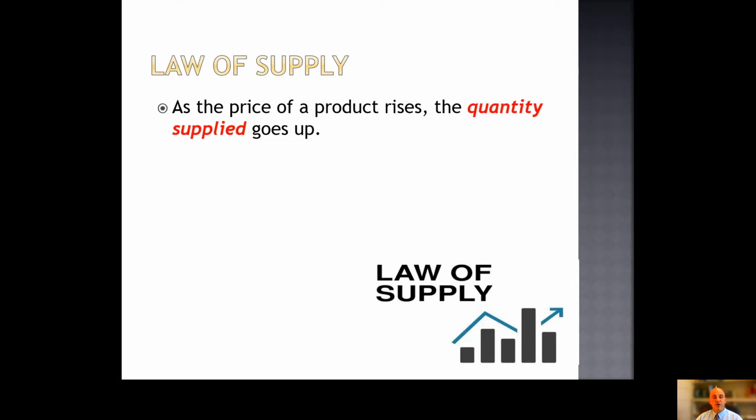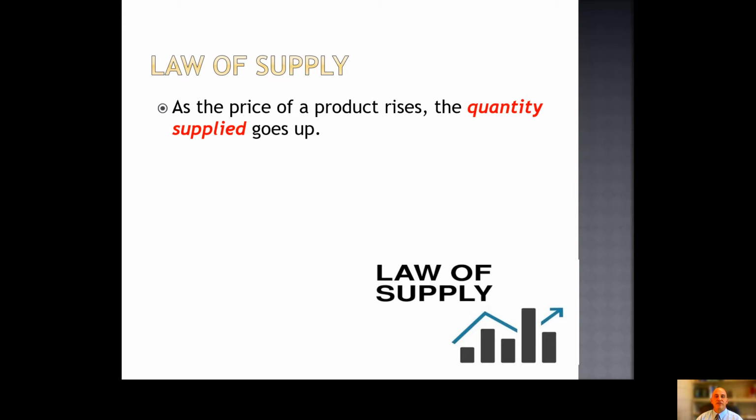The law of supply works similarly. It says that as the price of a product rises, the quantity supplied also goes up. And it works in reverse. As the price of a product decreases, the quantity supplied also decreases. Essentially, what this means is that as the price of a product goes up, businesses are more willing to sell those items. They would like to sell as many of them as they could.